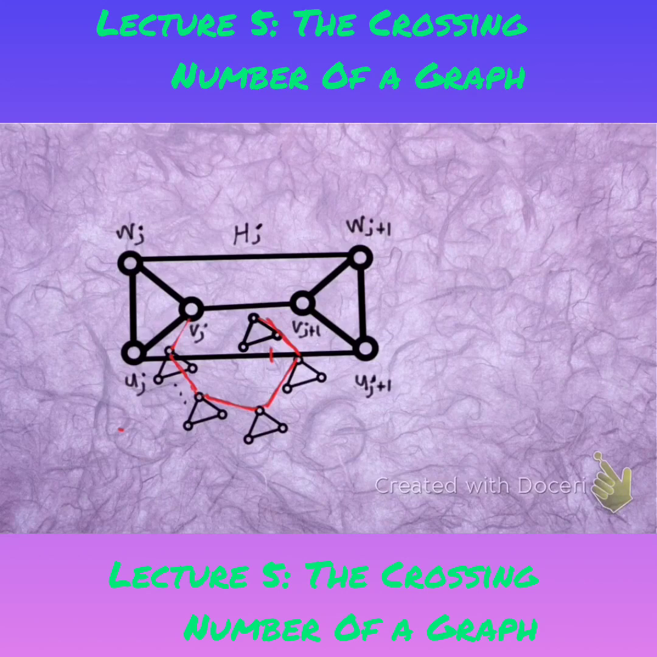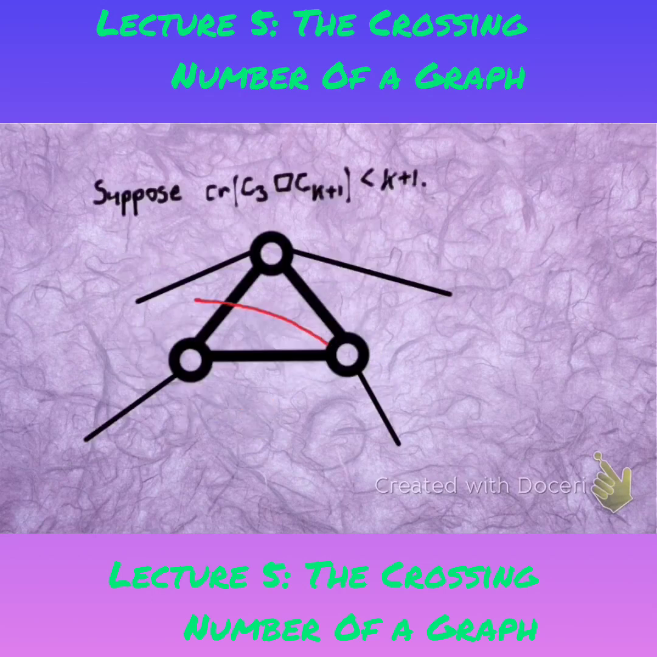The other case we need to look at is that there is at least one triangle that has an edge that is crossed. So there you've got the triangle with one of its edges crossed. Remember what we want to show: that the lower bound for the crossing number of C3 Cartesian C_k plus 1 is at least k plus 1. So we assume by contradiction that it isn't, that it's strictly less than k plus 1.